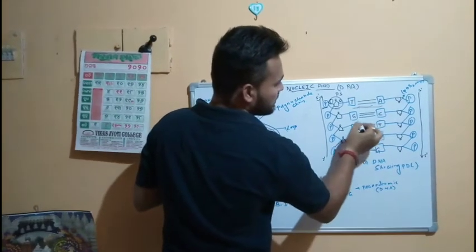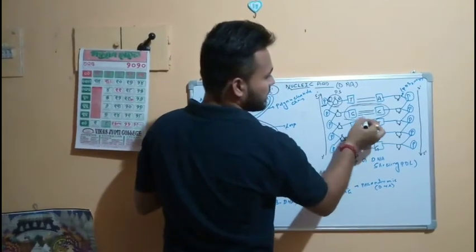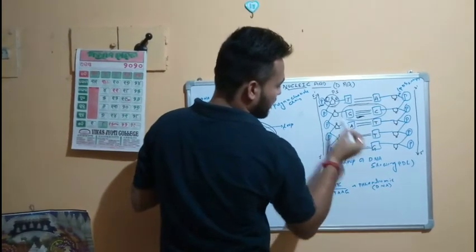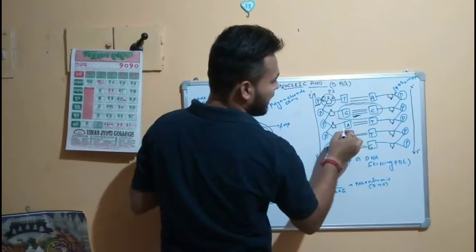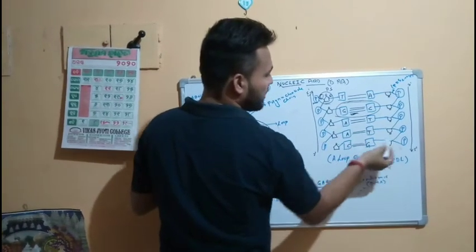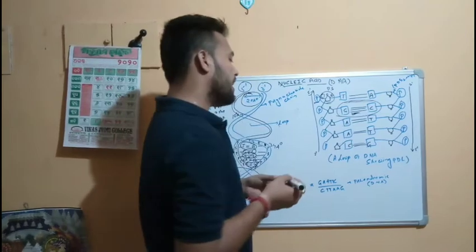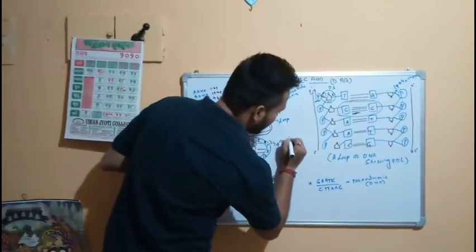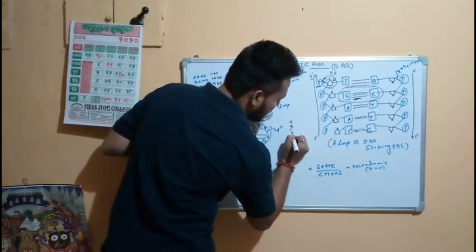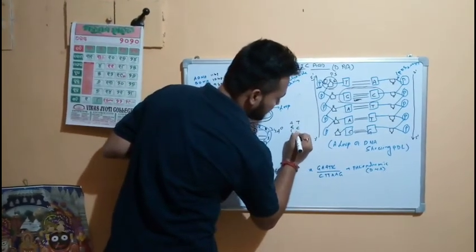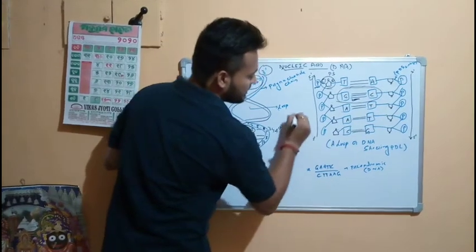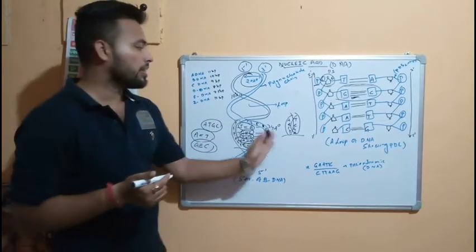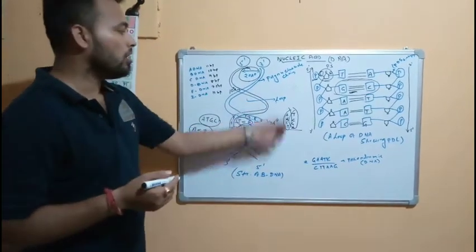Then the next part: G reacts with C by a triple bond, and it reacts with the pentose sugar and the phosphate group. Then A reacts with T, A reacts with T and G reacts with C. If one strand is like this, A, G, C, T, then the next strand will be the complementary strand. So if one strand occurs, then the opposite strand will occur in the other.